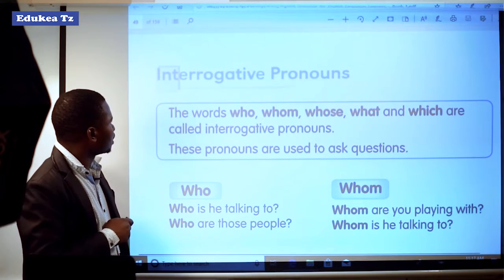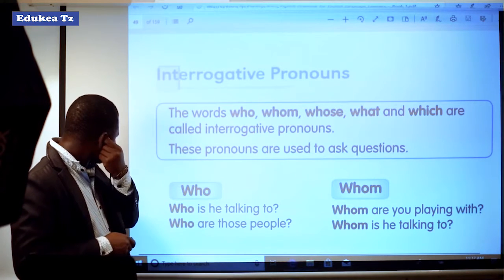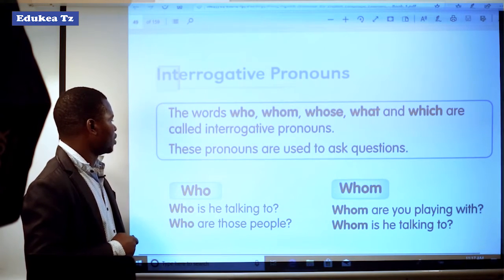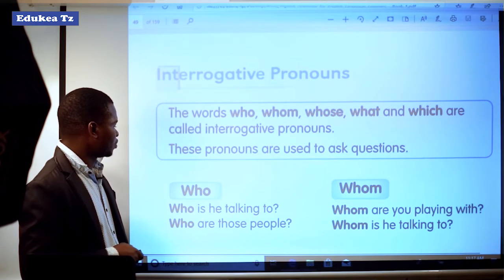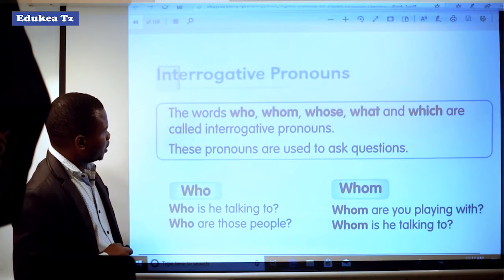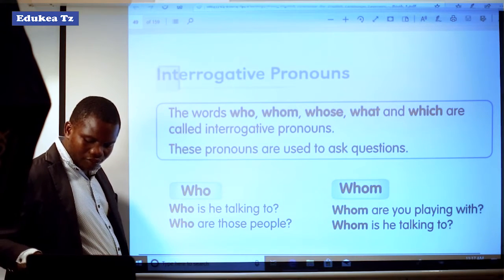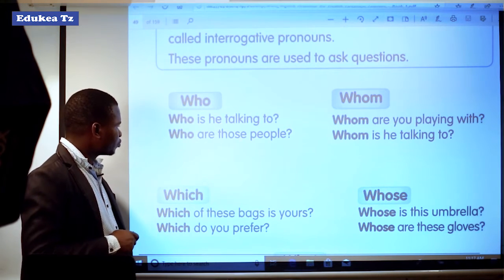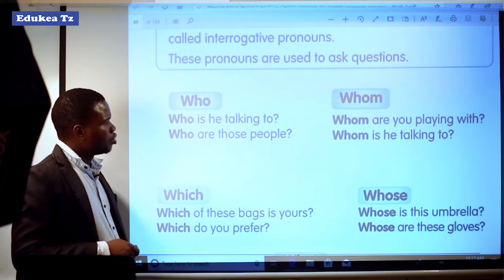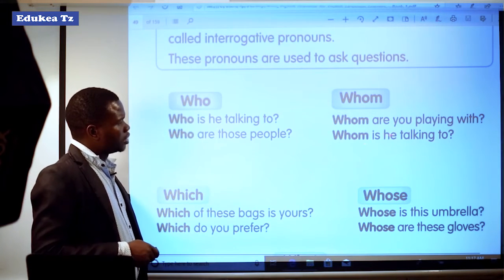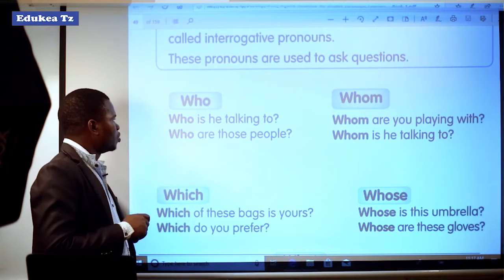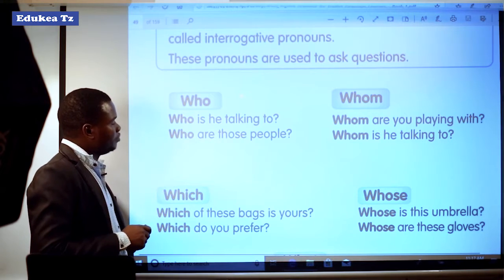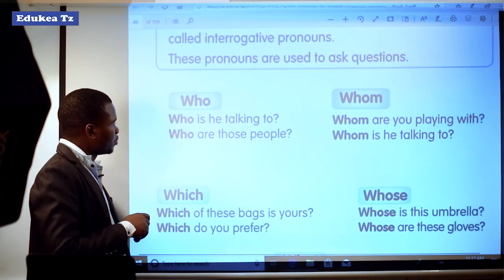We have other pronouns, interrogative pronouns. The words who, whom, whose, what, and which are called interrogative pronouns. These pronouns are used to ask questions, and they include WH words. Like who, for example, who is he talking to? Who are those people? Whom are you playing with? Whom is he talking to? We use them as interrogative when they are used in initial sentence position, like we see here.